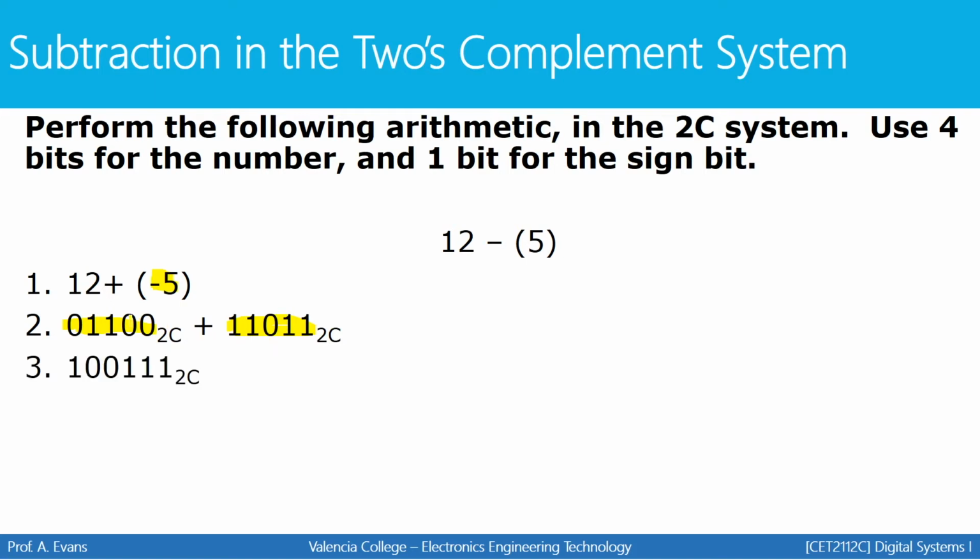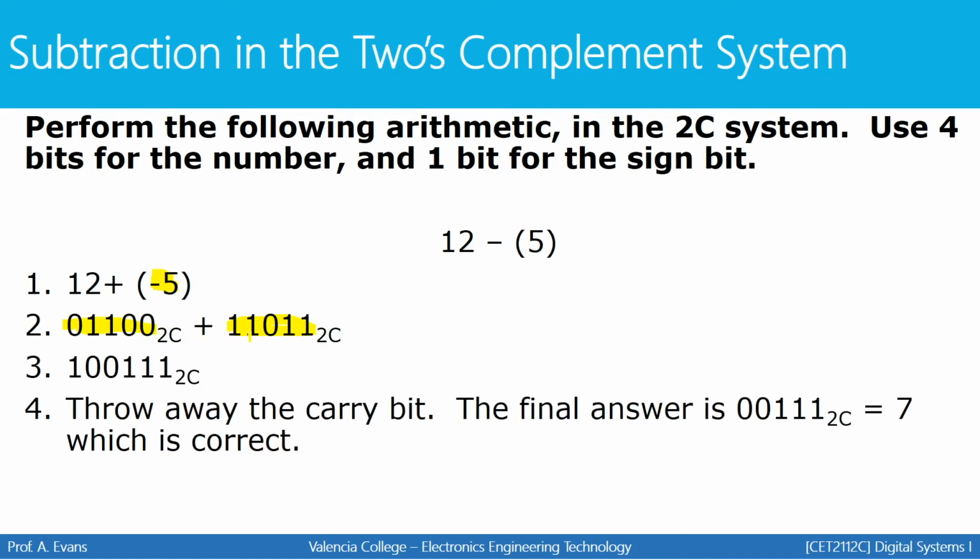Here's the answer you're going to get when you add this plus this. Notice that we're going to have to throw away the carry bit because we have a positive number plus a smaller negative number. That was case 2 that we discussed earlier. This is one of those cases where you're going to throw away the carry bit because if you include it in your answer, it doesn't make sense. 12 plus negative 5 should be positive 7. This is not equal to positive 7. So we have to throw away the carry bit. Once we do, we can see that our answer is correct.